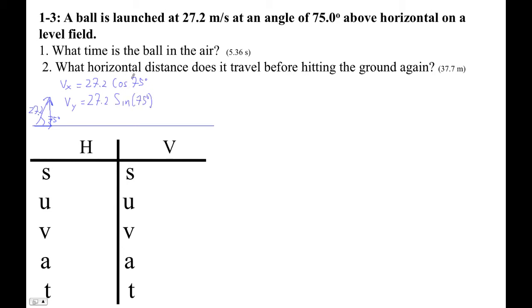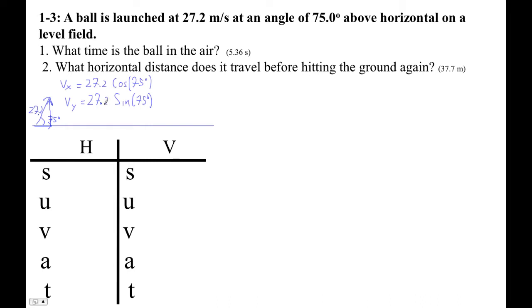Uh-oh, now I've put parentheses around one of these. I've got to put parentheses around both. That's what kind of person I am. Okay, so here we go. So 27.2 cos 75, and I'm going to store that in A just for kicks. And 27.2 sine 75. Let's store that in B just for kicks.